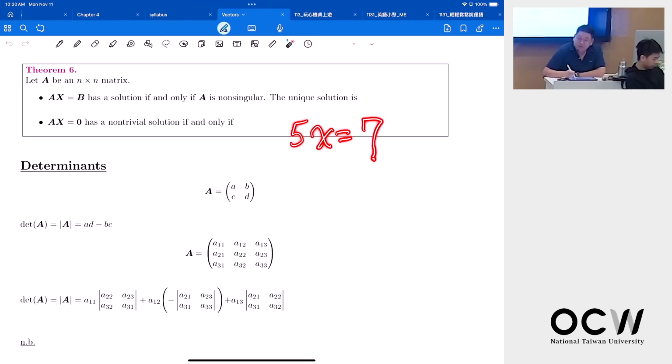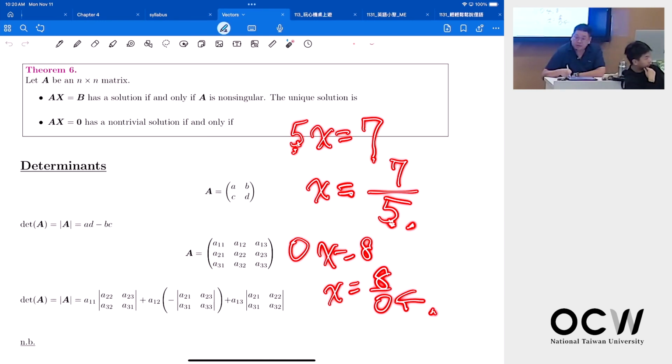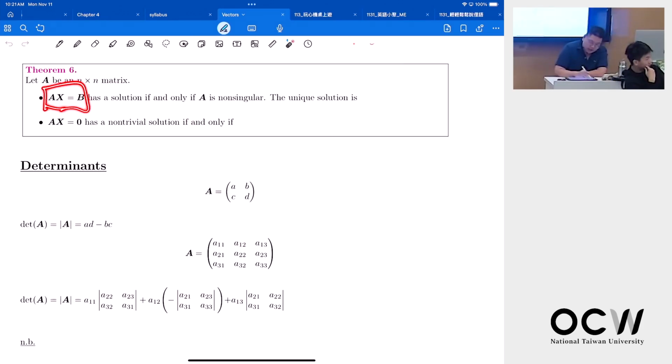5x equals 7. We know x is equal to 7 over 5. That's quite easy. Now we will change that to a matrix. And also we know that the denominator is not 0. If it's 0x equals 8, I cannot say that x is 8 over 0, because with 0 in the denominator there will be infinity. Okay, so ax equals b.